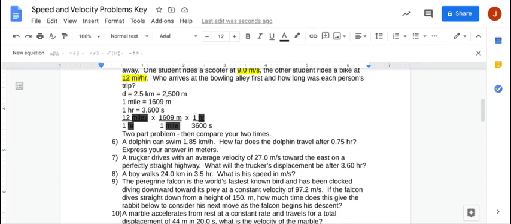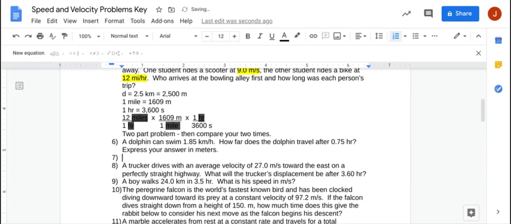Number 6, sorry. A dolphin can swim 1.85 kilometers per hour. How far does the dolphin travel after 0.75 hours? Express the answer in meters. So what you'll do is your equation, how far does it travel in meters? So distance is our equation. So D equals VT. So that's your equation for that.